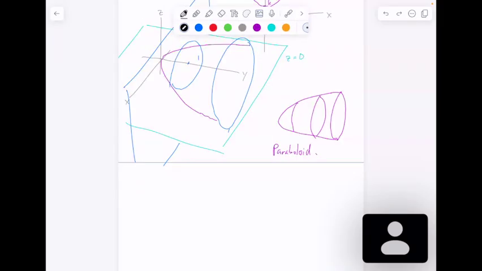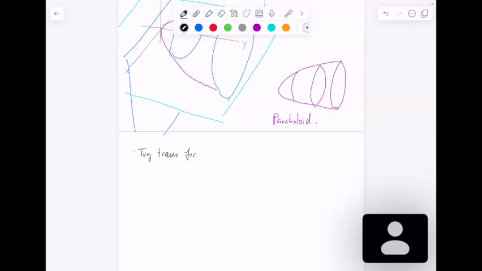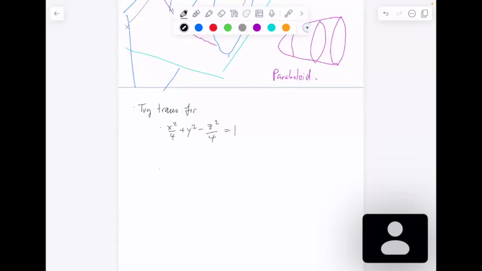Right, so the other one to study, maybe you should try the traces for x squared over 4 plus y squared minus z squared over 4 is equal to 1. By trying the traces, you just set each of these variables to k, or a constant like 1 or 2, and see what the cross sections are. And this turns out to look something like a shape that looks like this.